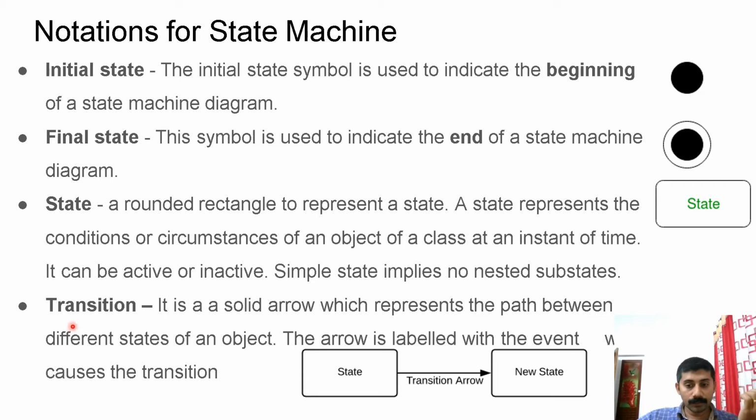Transition is like changing from one state to another. It is a solid arrow which represents the path between different states of an object. So this is transition. This arrow indicates that it moves from this state to a new state. The arrow is labeled with the event which is causing the transition. So here you will give which event is causing the transition, which event is the reason for that state change.